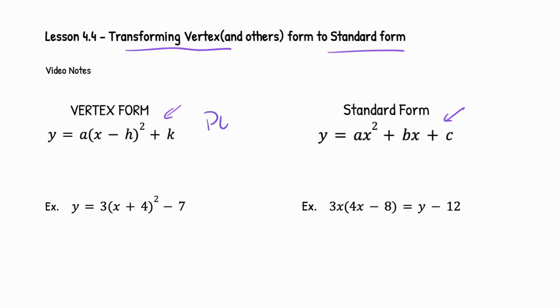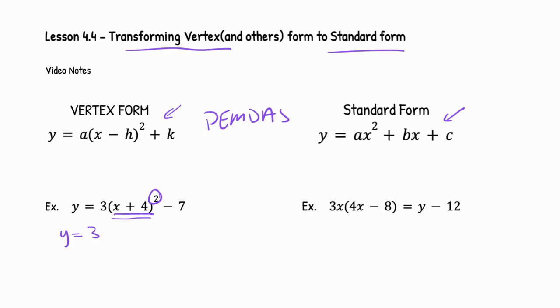We're simply going to follow PEMDAS: parentheses, exponents, multiply, divide, add, subtract. So if we look at this first one, example 1, we have y equals 3 times (x plus 4) squared minus 7. According to PEMDAS, we do our parentheses first, which of course we can't simplify because x plus 4 can't be simplified. So that takes us to our exponents.